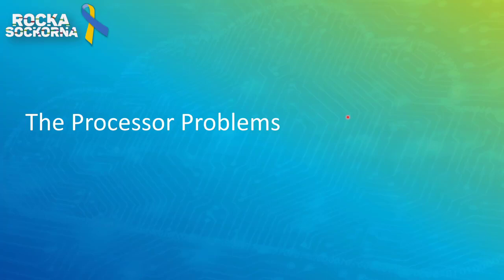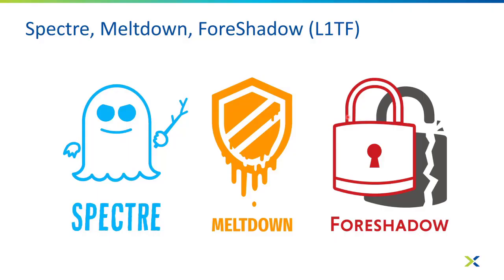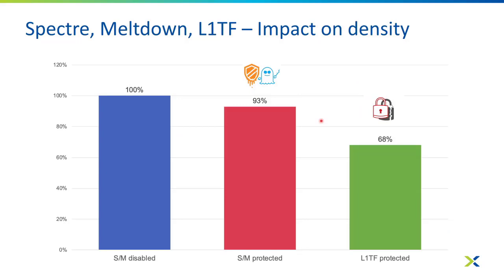Then the last part of the session relates to things that happened a couple of years ago: Spectre, Meltdown, ForeShadow, the bugs in the chipsets. But again, the message behind this is that there are things that can affect the overall sizing. I've taken these as an example of how that can affect your overall sizing for a VDI deployment on Nutanix.